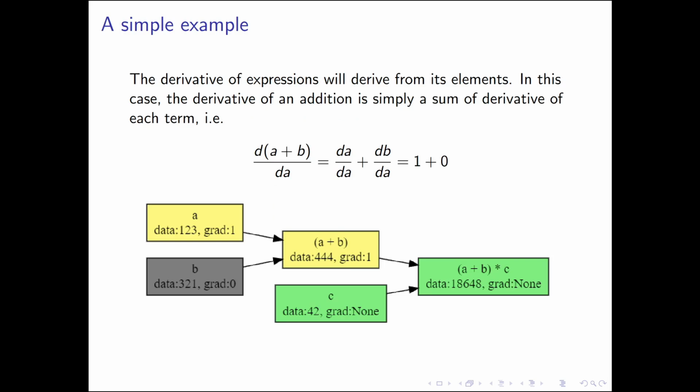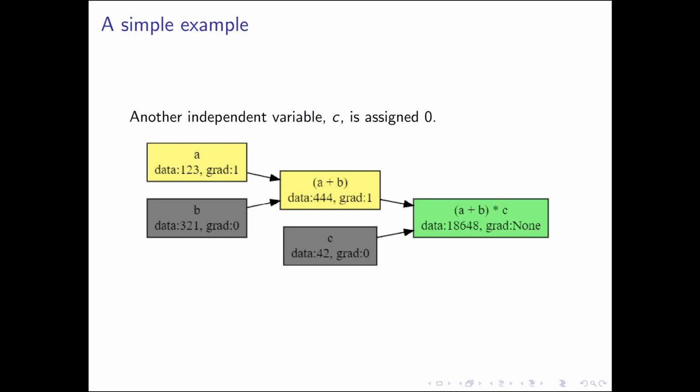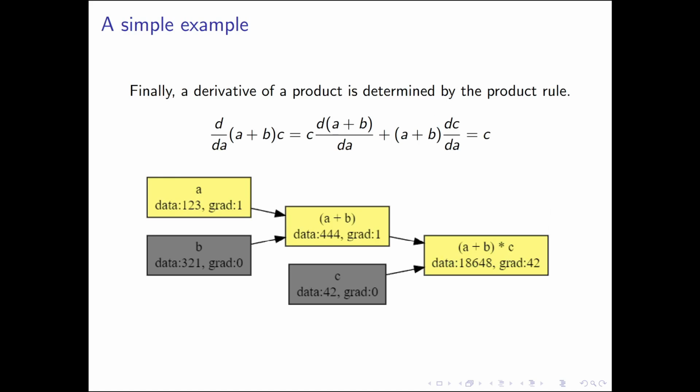The derivative of expressions will derive from its elements. In this case, the derivative of addition is simply a sum of the derivative of each term. Another independent variable, C, is assigned 0. Finally, the derivative of a product is determined by the product rule that's shown below.